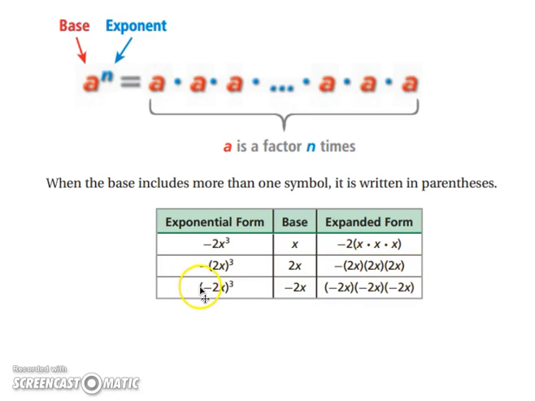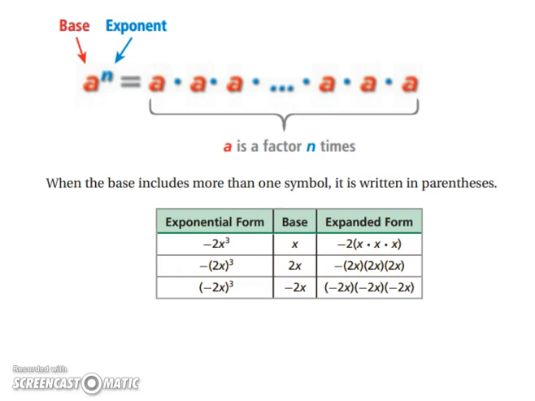And the last one. Our parentheses include the entire value here. So it includes negative 2x. So our base is that whole quantity, negative 2x. So that base is what is being multiplied 3 times, because negative 2x is a factor 3 times. So negative 2x times negative 2x times negative 2x. In the end, it's easy to remember if you just think about it this way. When the base includes more than one symbol, it is written in parentheses.